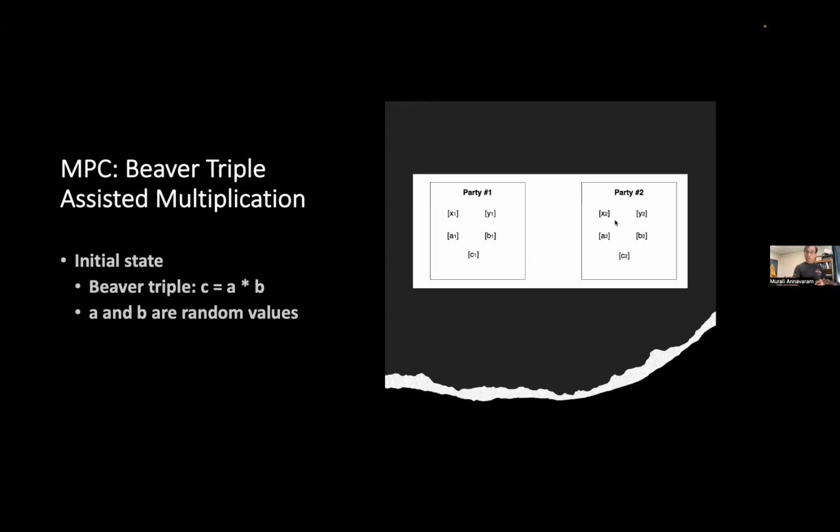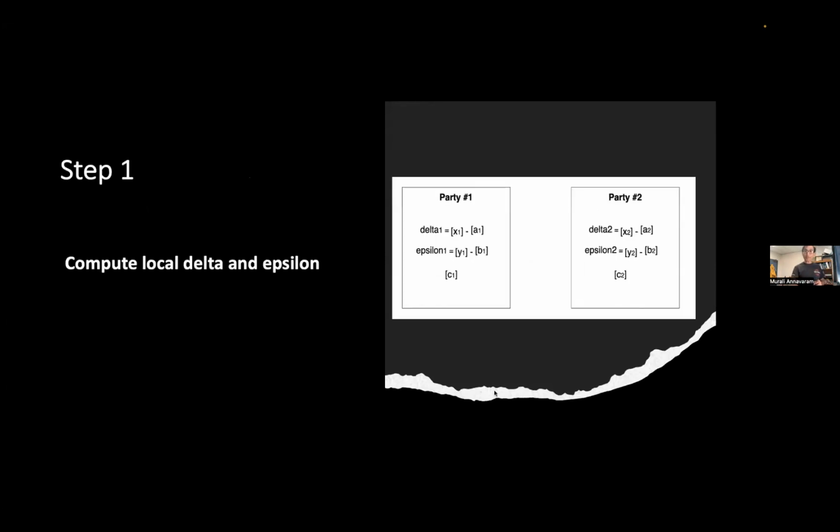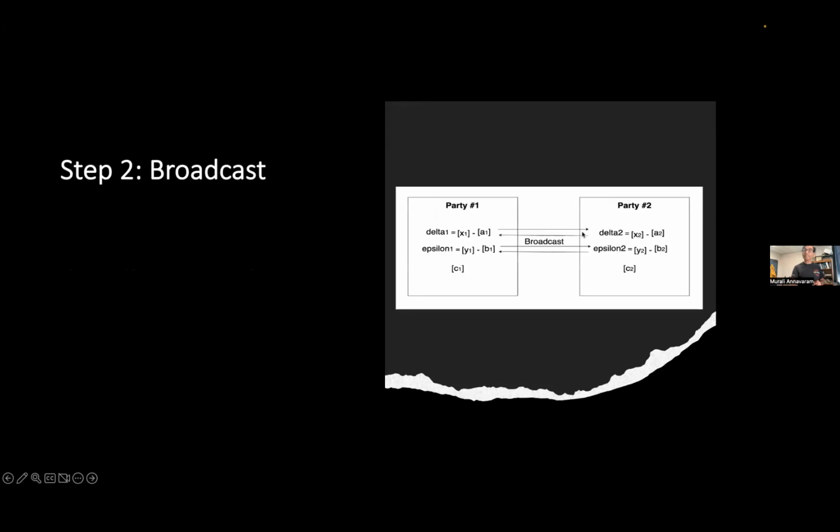But the parties do talk to each other. There's no problem with talking to them. In fact, they broadcast and they talk to each other. But the broadcasting of the data has nothing to do with the communication of the secrets itself. It's only communicating random noise so that they can get to that X minus A, the delta and epsilon values. And hence, you do have to make the assumption that the parties do not collude.